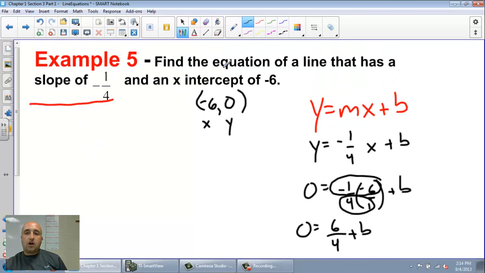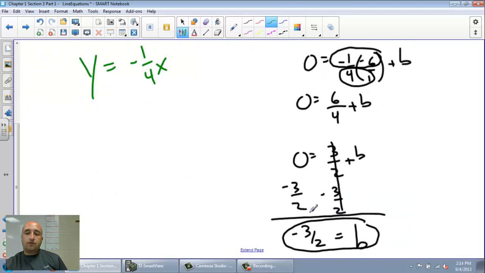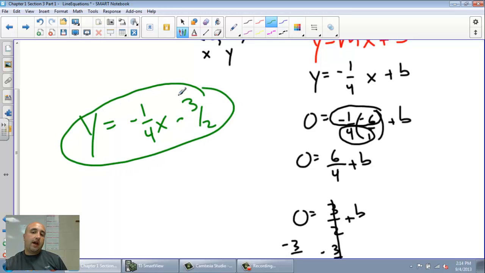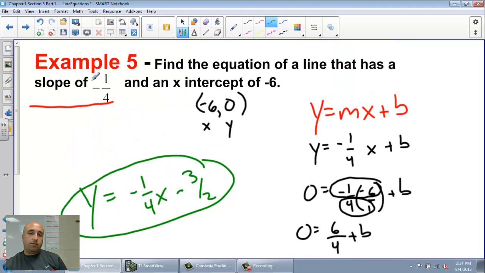So to finish off the problem, we have an equation of y equals, we already know the slope is -1/4 because they told us in the problem that it was. So -1/4 x. What did we get for our b value? Our b value is -3/2. So up in my equation, I'm going to write -3/2. And there we have it. There is how to write an equation given the slope and the x-intercept.